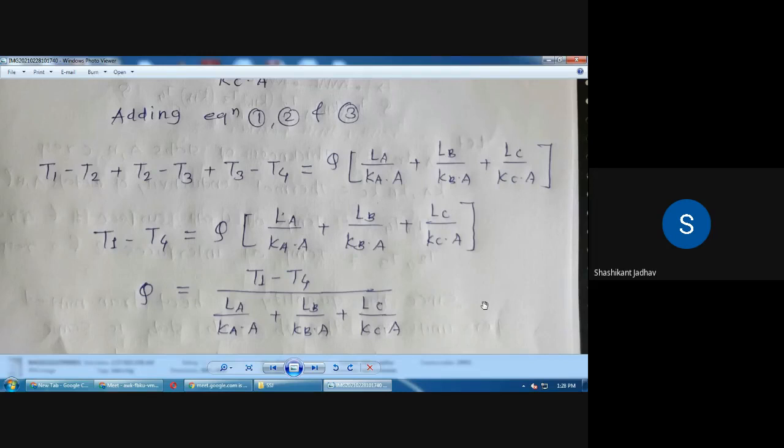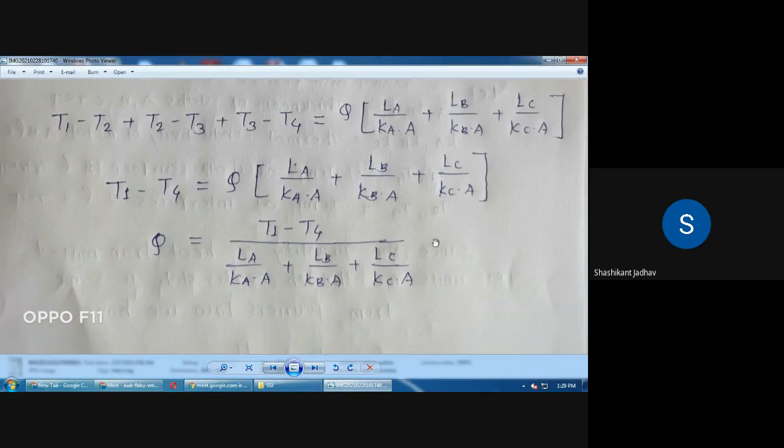Means these 3 terms are same. Then additional 2 terms are there: LD upon KD into A plus LE upon KE into A. So in this way we have to write down the equation for the composite walls. This is the equation if the number of layers is 3. If we have to write the equation for 4 layers, then we have to change it accordingly in that particular equation. Okay.